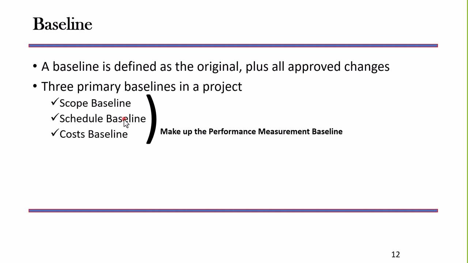Now, the 3 of these, scope, schedule, and cost, combine together at the integration management knowledge area where we have the performance measurement baseline. And that is a combination of all 3. That is how the project itself is functioning, how the project itself is performing. And that's very important. Those are the primary tools that we use to gauge our project and really to complete the project itself.